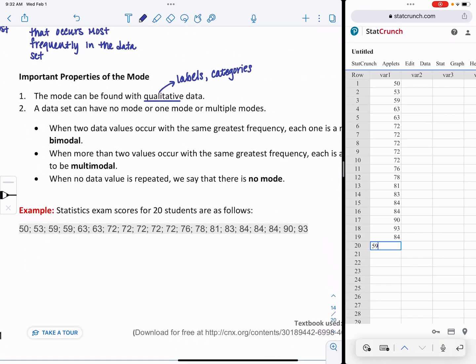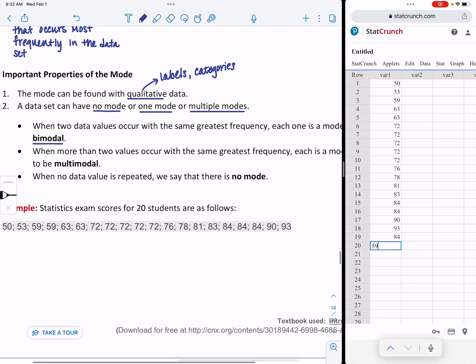Also, it is possible that your data set has no mode. It could have one mode, so one number or one category that occurs most often, or you could have multiple modes. If you survey our statistics class about favorite colors, we could have a tie between green and purple. Maybe 7 people each say that green is their favorite color and purple is their favorite color. So that would give us 2 modes. When that happens, we say our data set is bimodal.